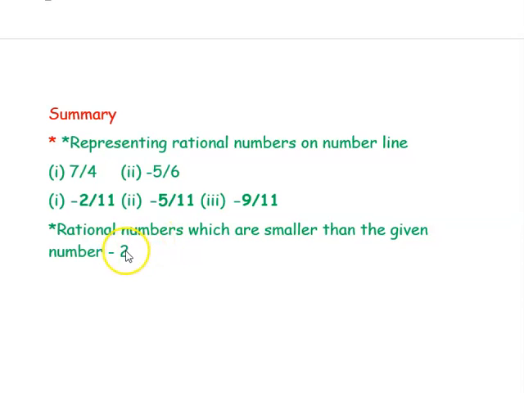Next what we have learned is how to find rational numbers less than a given rational number. We have taken the rational number 2. For this we found the equivalent fraction, and from that equivalent fraction we found the numbers which are smaller. For the number 2 we found the equivalent fraction as 20 by 10, and we wrote all the numbers which are smaller than 20 divided by 10.